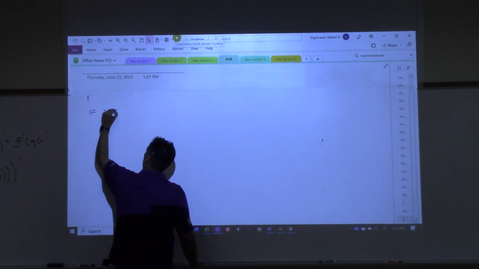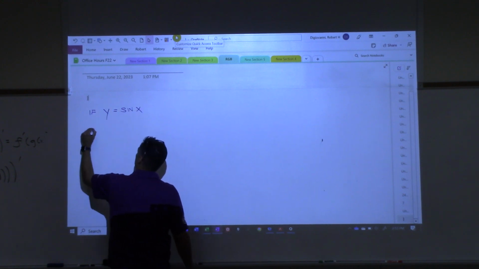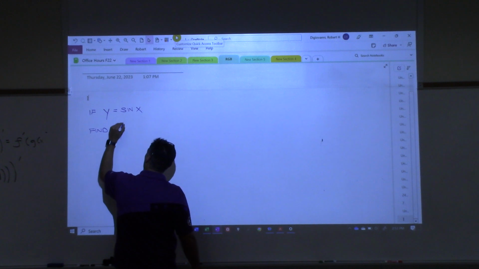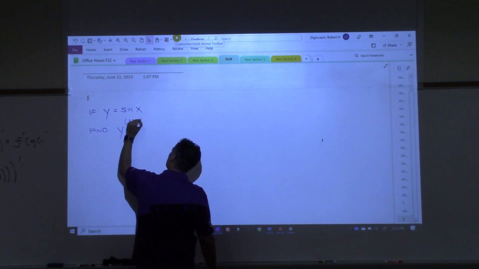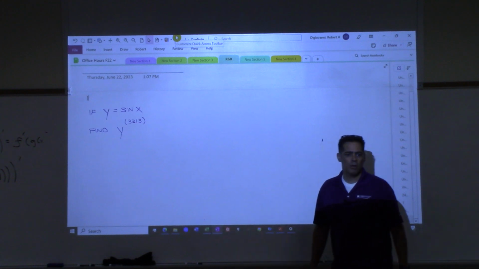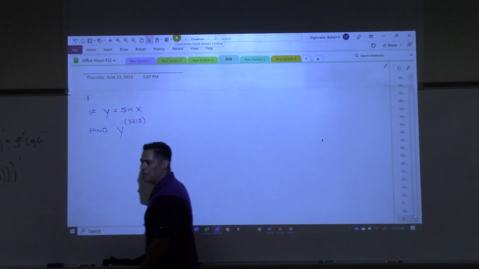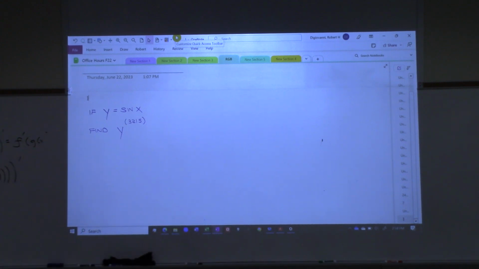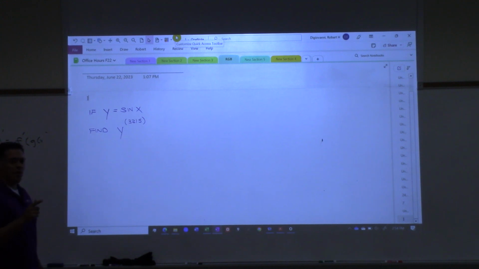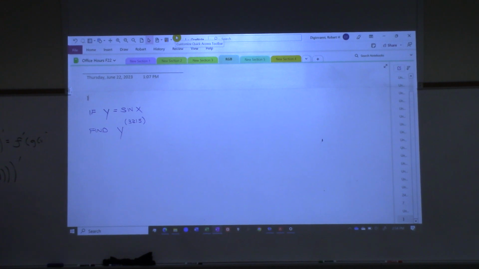If y equals sine x, find y to the 3,215 in parentheses. What am I asking you for? Does that mean raise it to the 3,215th power? No. Remember, the parentheses mean something different. If I put parentheses around that number, it means the derivative. I want the 3,215th derivative of sine. So I want you to take the first derivative, then the second, third, fourth, fifth, sixth, seventh, eighth, ninth, 10th, right? I want you to do it all the way till you get to 3,215.